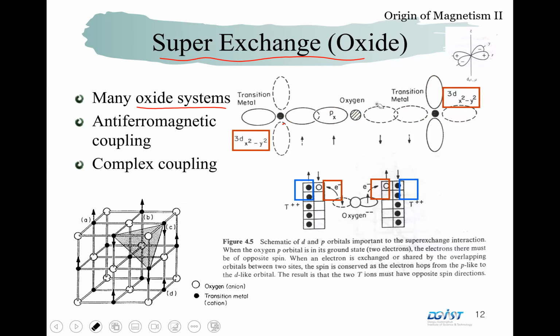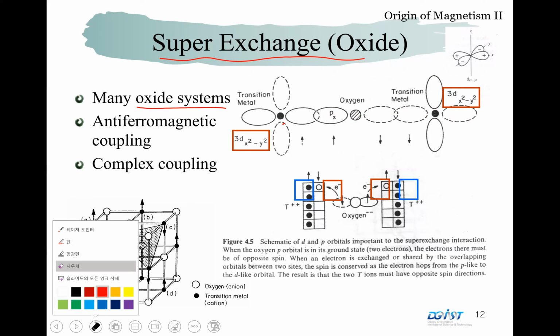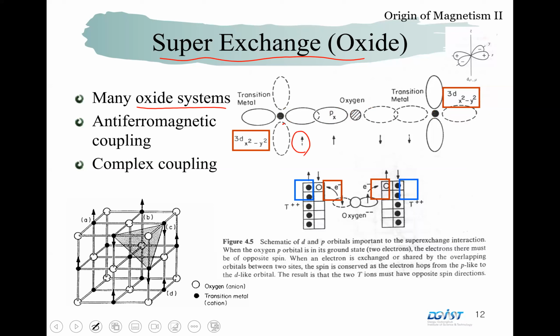So if you have an up spin here in one 3d metal, the p electron of the oxygen must be up spin.